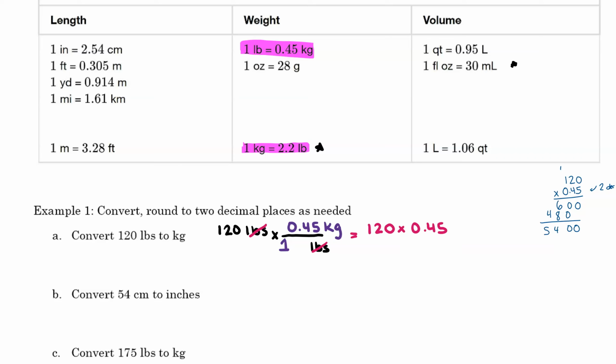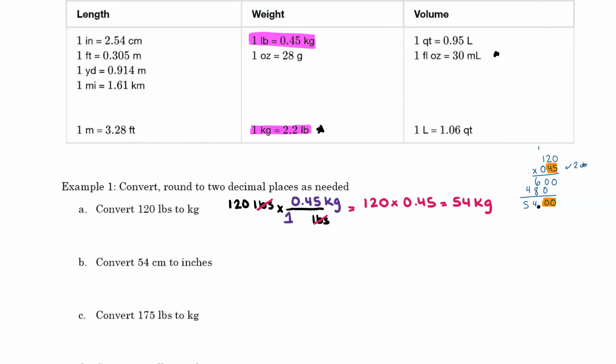Now this had 2 decimal places. 120 had no decimal places. So I need 2 decimal places in my answer. So my decimal will go right here. And that's nice because 0.00 you can just leave off. So my answer would be 54 kilograms. So if somebody comes in and says, hey, I weigh 120 pounds, you do the math and you're like, okay, that's 54 kilograms.